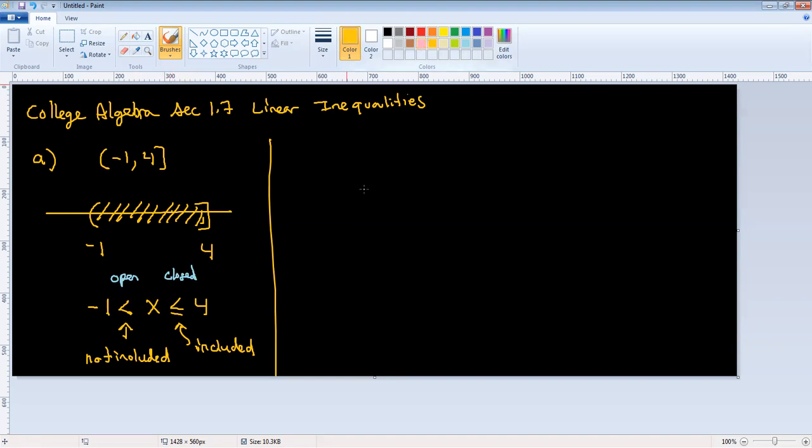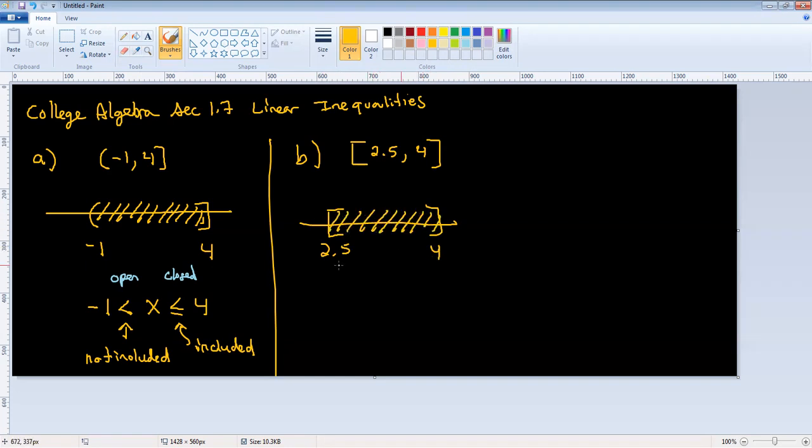All right, let's look at another one. So what if we have this 2.5 comma 4? Okay, and these are both closed here. So we have a number line, okay, this is 2.5, and this ends here at 4, and this is an entire region, and it's closed. So 2.5 less than or equal to x less than or equal to 4. That's right.